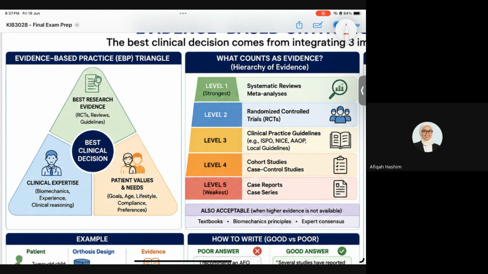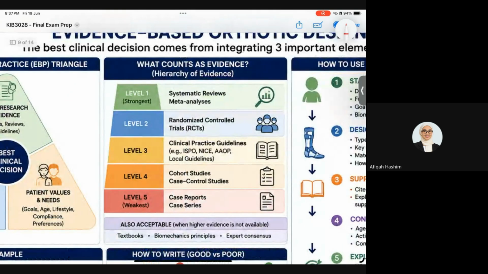And now let's look at the hierarchy of evidence in the middle of the slide. See, not all evidence has the same strength. At the top are systematic review and meta-analysis, because they combine results from many high quality studies. They combine a few studies and come up with the conclusion. And then below that is the randomized control trial, followed by clinical practice guideline, cohort study, and case report.